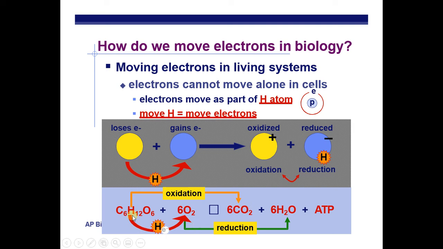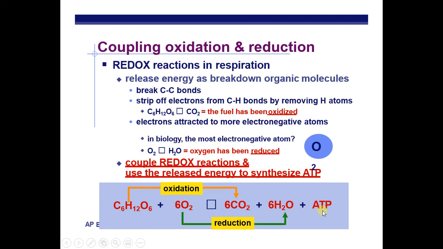We add some of the hydrogen atoms, some of the electrons, some of the potential energy to oxygen to make water, right? But that doesn't account for everything. The rest of it is used to make ATP. So the idea, like you might have heard about in chemistry, is that we couple that oxidation, removing electrons or hydrogen atoms, with reduction, gaining those electrons and hydrogen atoms, to make respiration work. So when we release energy by breaking down organic molecules, we break carbon-carbon bonds and we strip off electrons from carbon-hydrogen bonds by removing those hydrogen atoms, right?